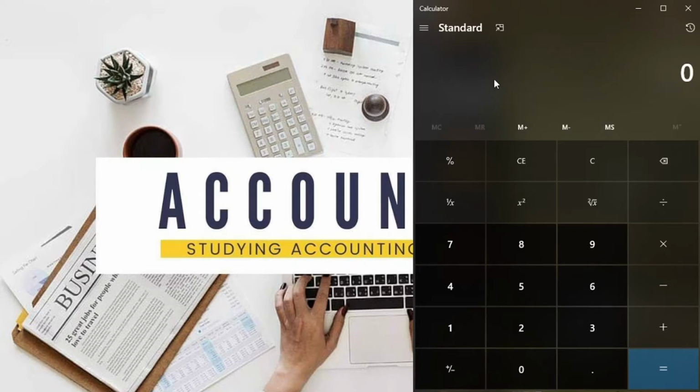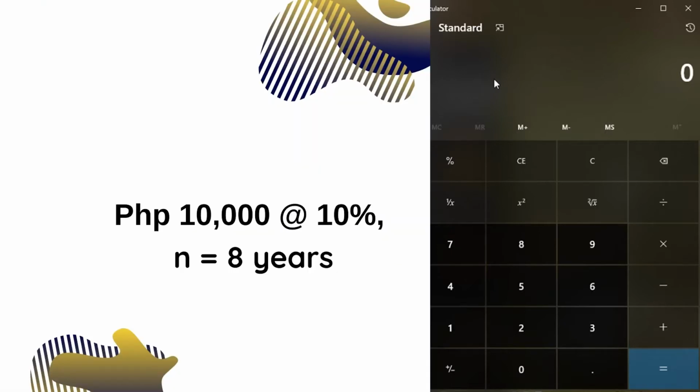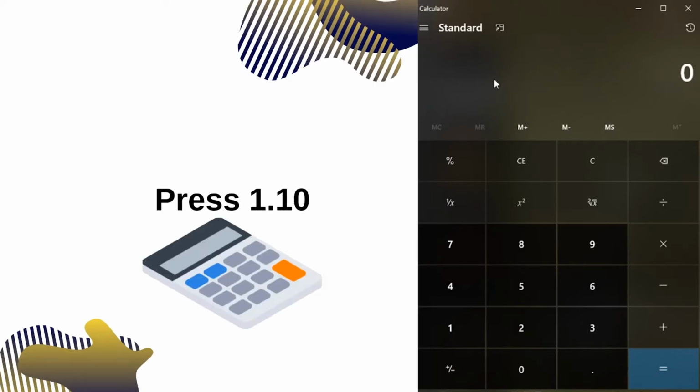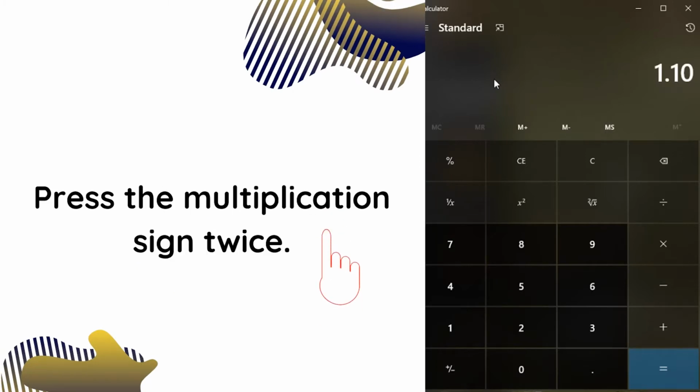Using the same given as before, which is 10,000 pesos at 10% in 8 years, we will calculate the future value. The first thing that we have to do is to press 1.10 again in the calculator. After pressing 1.10, we will now press the multiplication sign twice.